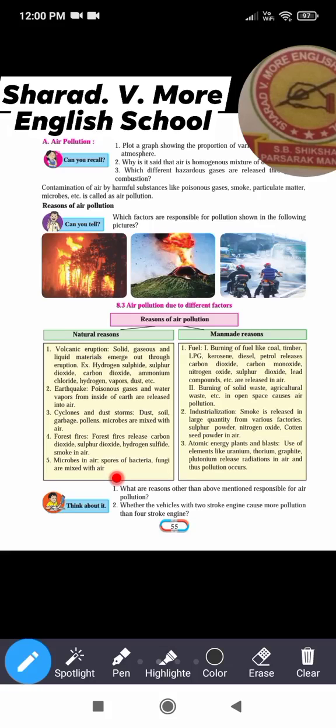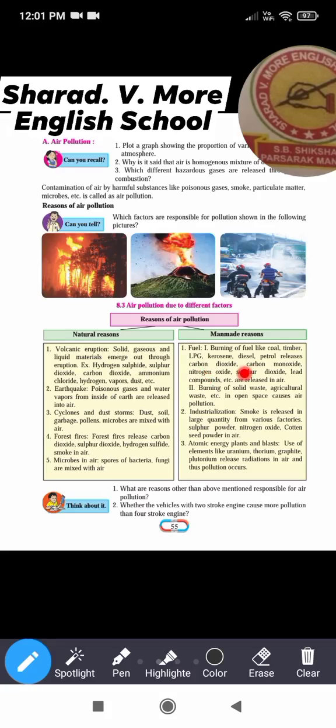Spores of bacteria, spores of fungi are mixed with the air. The spores of fungi mix in the air, and bacteria, when present in excess amount, then cause air pollution.